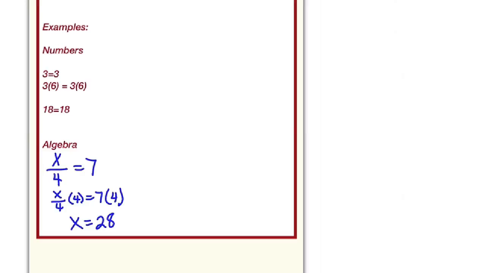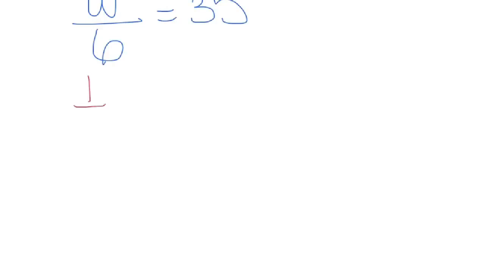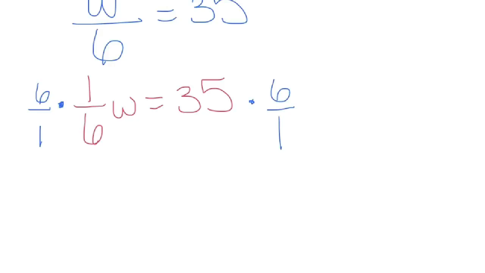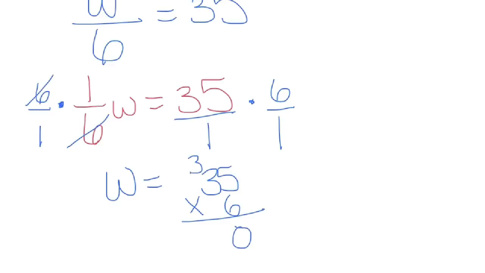Okay, add a page to your notes, please. Let's add a page to your notes and let's solve w over 6 equals 35. Let's rewrite it as 1/6 w equals 35, just so it's a little more obvious what we should do. To get rid of the 1/6, we should multiply by the reciprocal, 6 over 1, and we should do that to both sides. Okay, this cancels out. We're left with w equals 35 times 6. 6 times 5 is 30. 6 times 3 is 18. Plus 3 is 210.